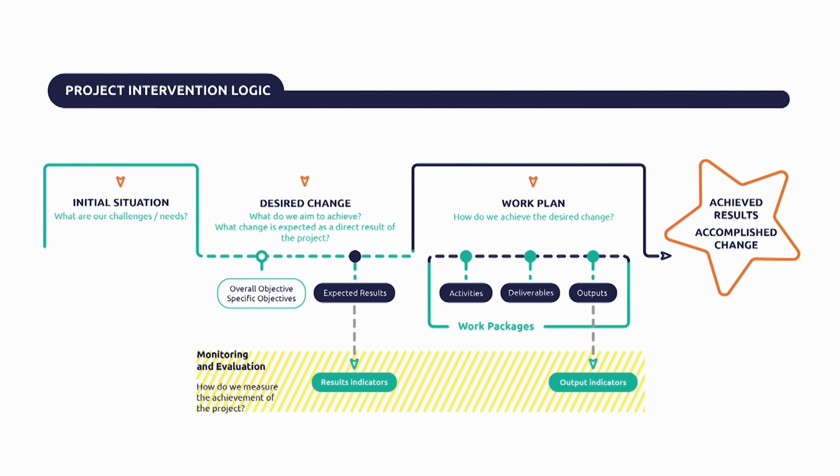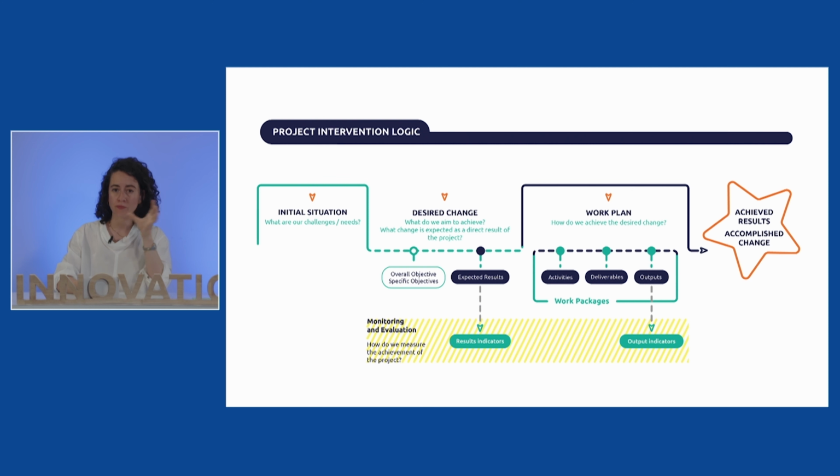So you can see that we take stock of the initial situation, and you are supposed to describe in your application form what are the challenges that this situation has, your urban area, to then achieve at the end results and accomplish change. This will be the expected result that you want to target. And all the things that are in between is supposed to be your project, with, on one hand, the desired change, so what is it that you want to change, and your work plan, how you want to do it.